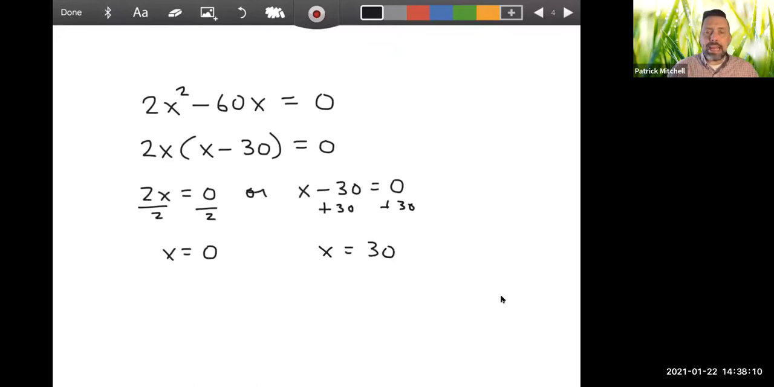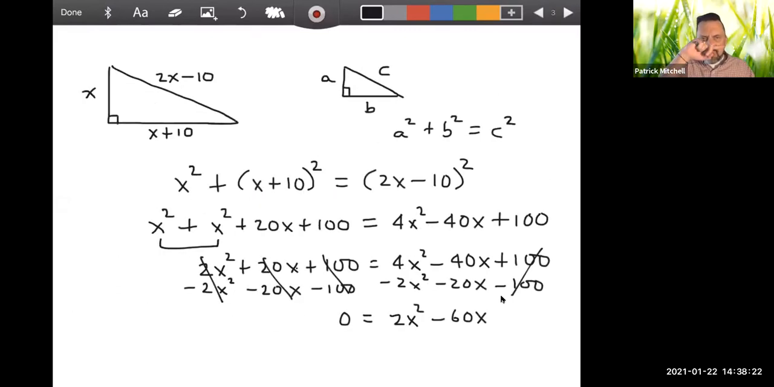Okay, so I don't have any negative answers. Do both of those answers make sense? Well, I bet the 30 does. What about the 0? Let's see. Let's look at that picture again. If x was 0, well, that would be kind of weird, right? Because it would make this side 0. I'm picturing a perfectly flat triangle. But what's even worse is if x was 0, that would make this negative 10. So that's not going to work.